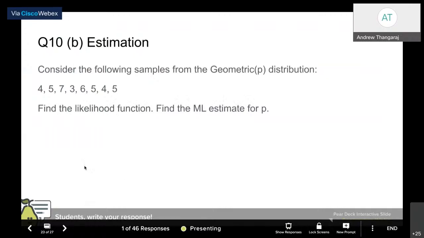Okay. The same question, same samples. You have to find the likelihood function and the ML estimate. Okay, that's the next question.